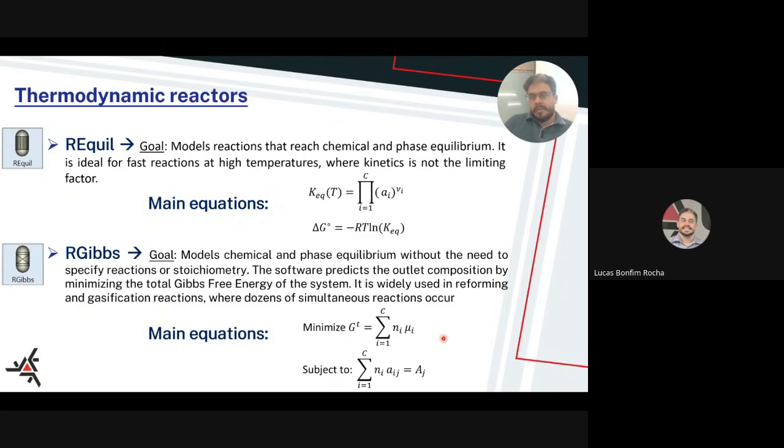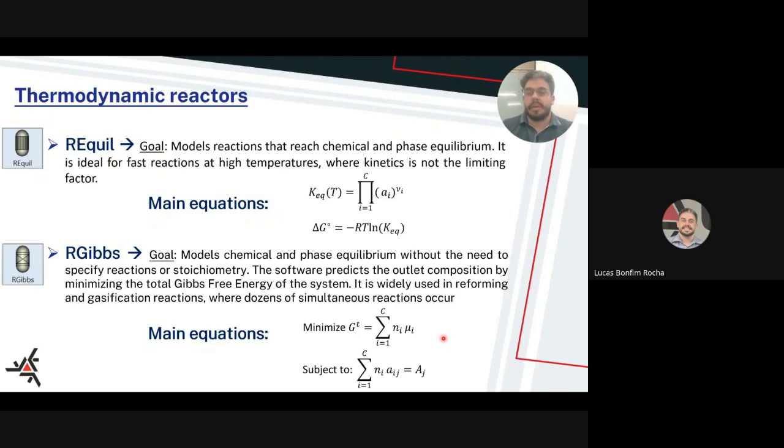Here we have a little bit of difference between the models in the mode of calculating the equilibrium, and also in one of them we need to specify the reactions, and in the other model it can try to understand and assess the possibilities of the reactions without specifying the reactions. First, the REquil model models reactions that reach chemical and phase equilibrium.